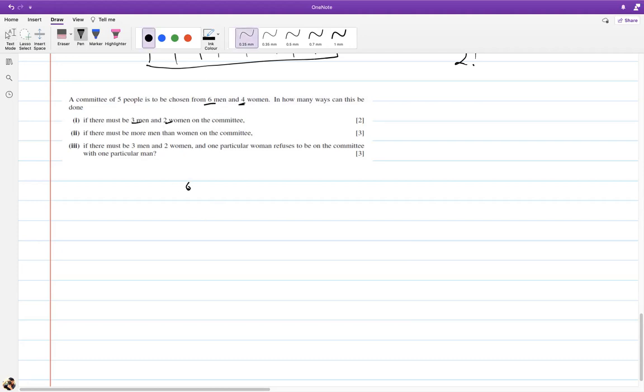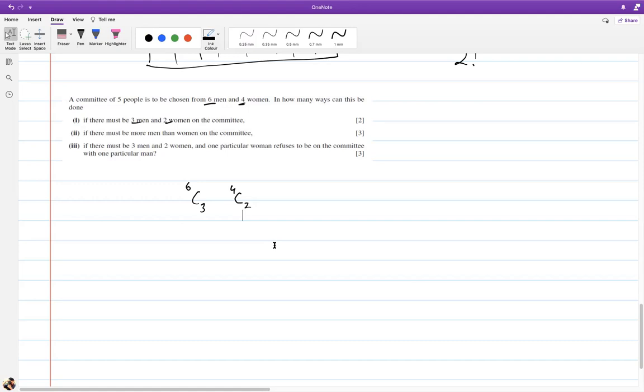You are picking 6C3. Why? You're picking 3 men out of 6 that you have. And you're also picking 2 from 4 women available. So 4 women who wanted to be a part of the committee, 2 of them you have chosen. So there are 4C2 different ways or different combinations of picking them. Why am I choosing C? Because order doesn't matter.